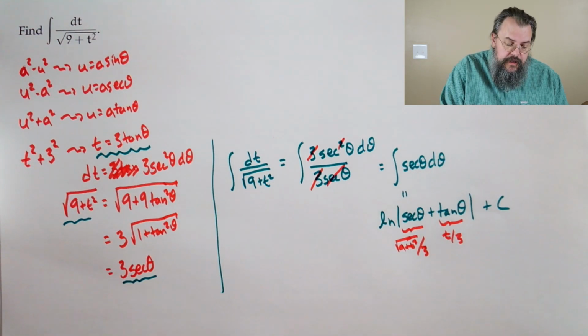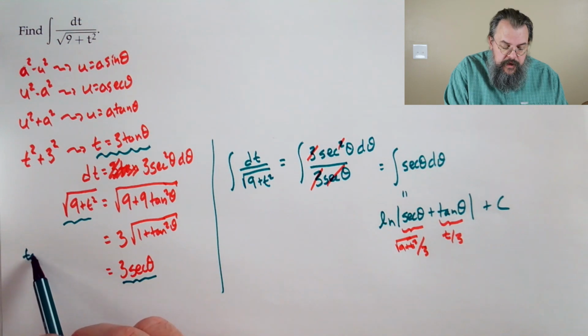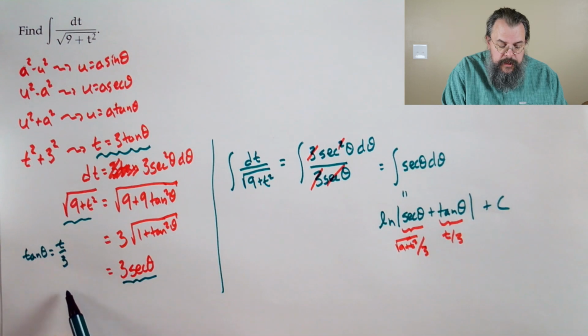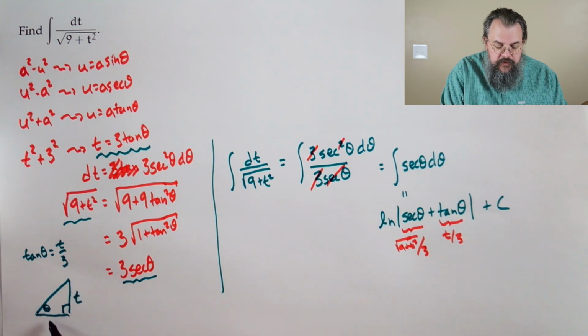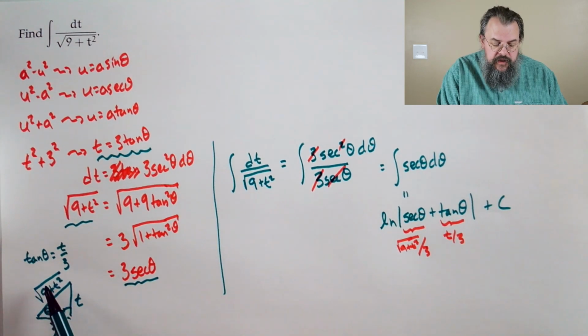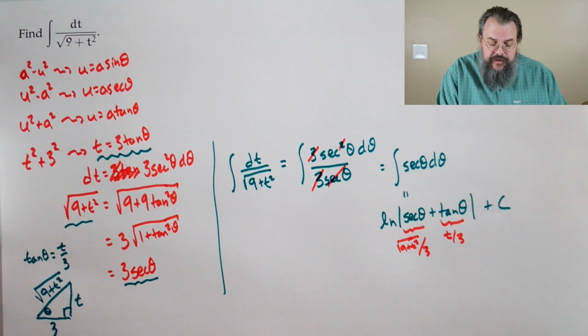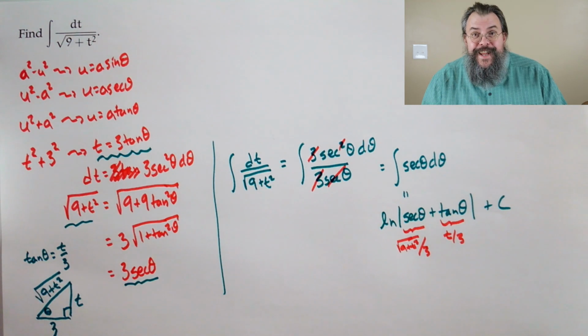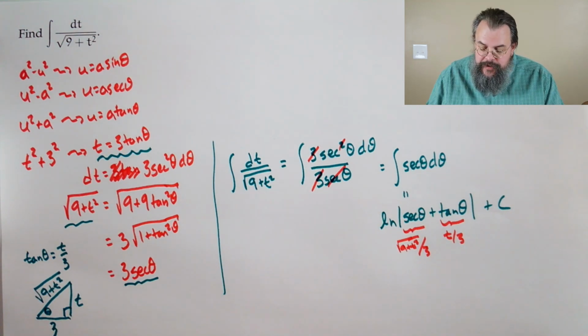One thing we could have done is make a triangle. We know our original substitution, we write it as a ratio, t over 3. So, draw a triangle. Here's theta, opposite over adjacent, missing side by the Pythagorean theorem, square root of 9 plus t squared. So, secant would be hypotenuse over adjacent, and tangent opposite over adjacent. Now, let's write down what we have.